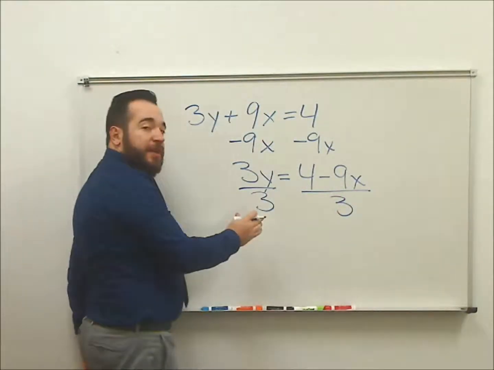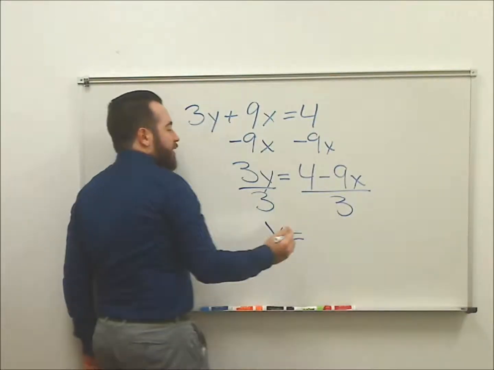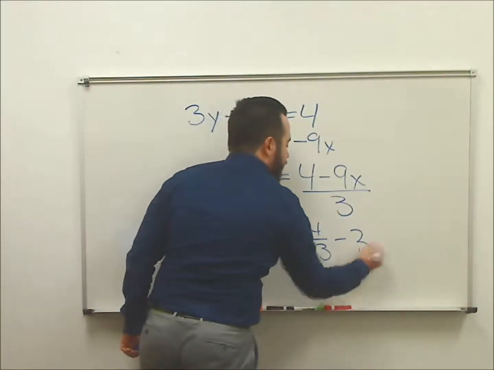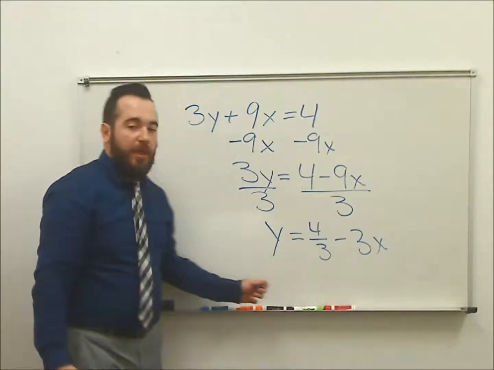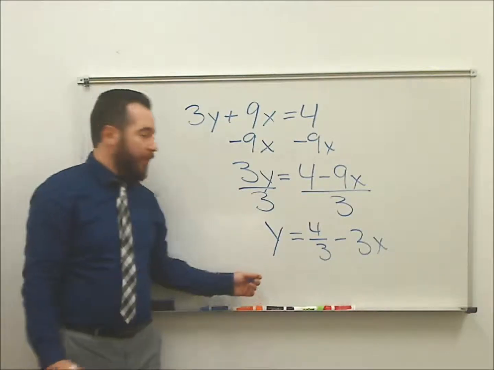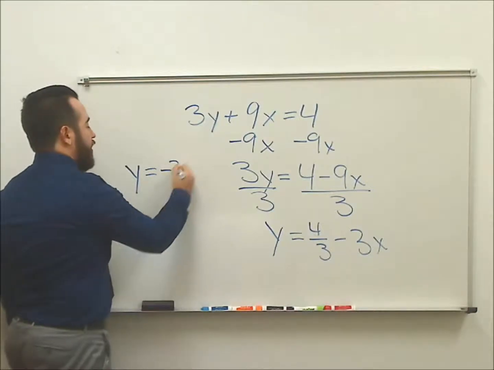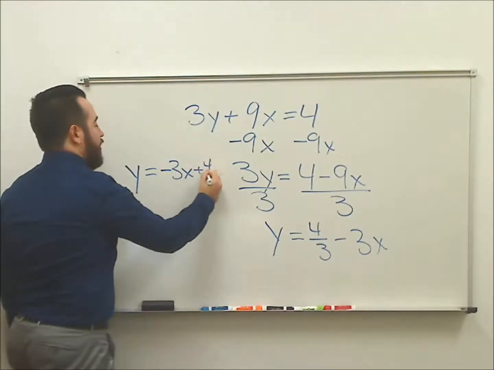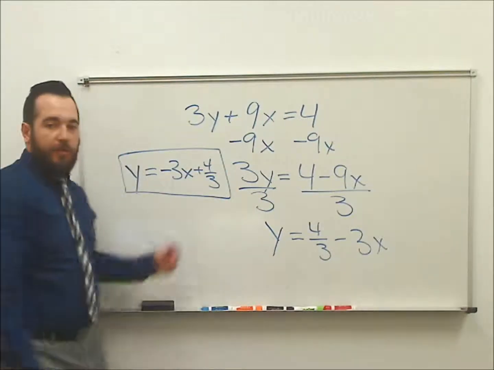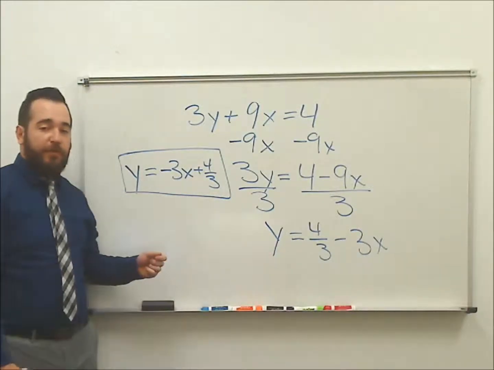When we divide the left-hand side by 3, we're just going to get y. When we divide the right-hand side by 3, we're going to get 4/3 - 3x. Now, this isn't quite in slope-intercept form, but it's very close. If we just rewrite it as y = -3x + 4/3, then we're all set. These two are identical, they're just in different forms.